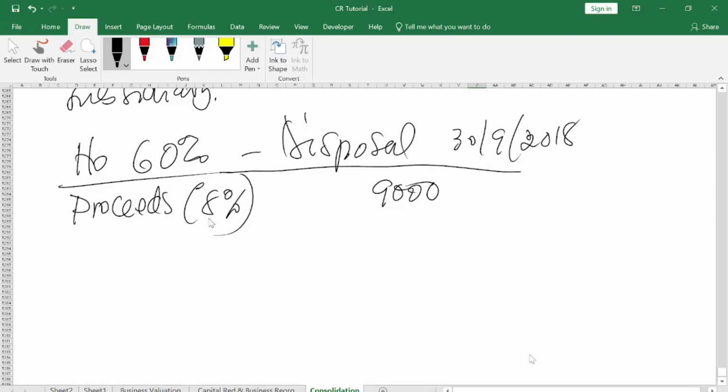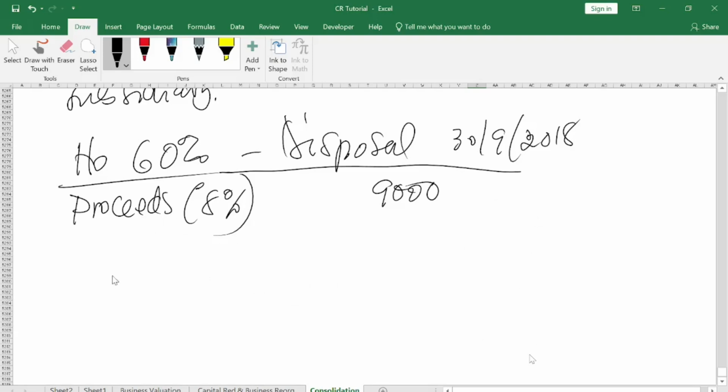And they disposed of this. Remember the total equity share of the parent in Sunyani is 60%. Out of the 60%, they sold 8% of that, so they are left with 52%. You understand? So now this is how you will do it.